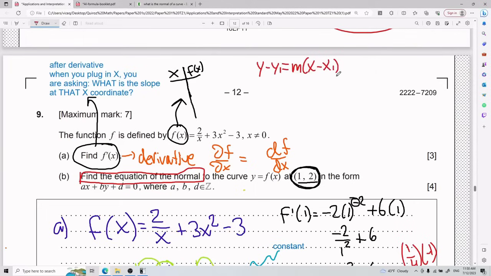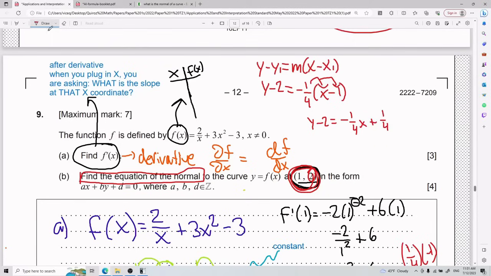Okay, so what set of points can I use? Since they ask us at this point here, that is my x1, y1 that I can use. So I can do y minus y1, this 2 here, equals the slope, which I just found to be negative 1 over 4, parentheses x minus x1, which is just 1, and I can solve it from here. So I end up with y minus 2 equals negative 1 over 4x, because I just distributed, plus 1 over 4.